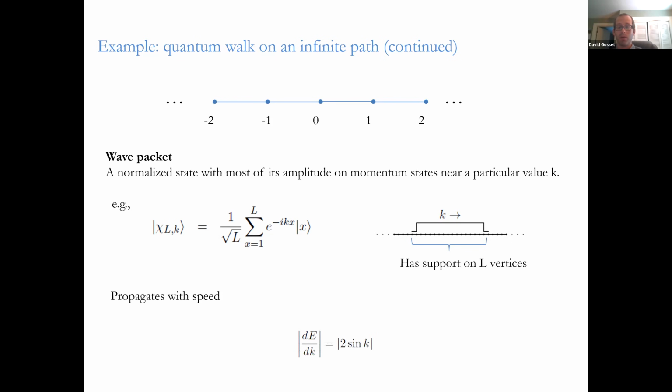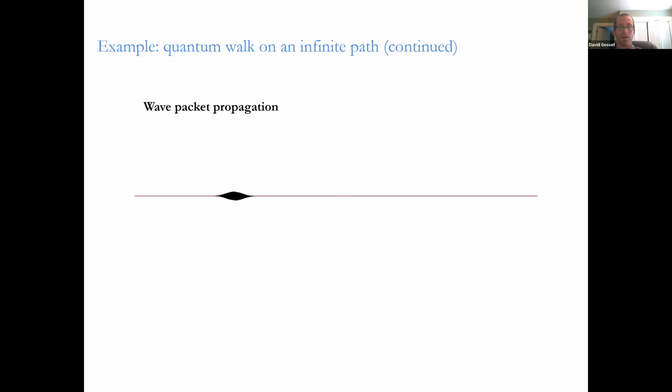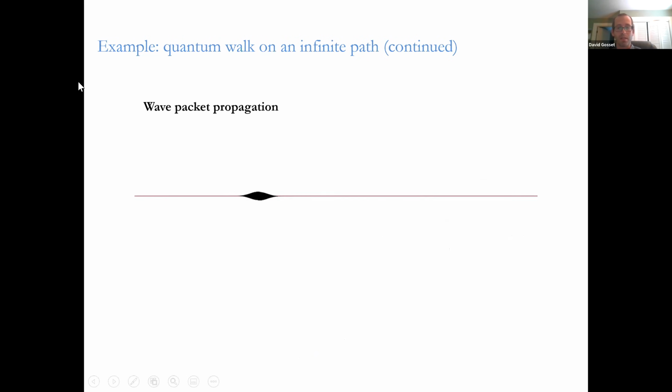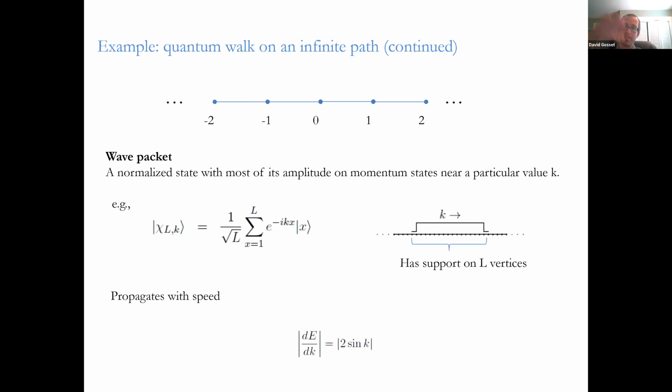But what you can show is that this wave packet will propagate with a certain speed, which is 2 sine k in absolute value. And moreover, here's a little video that shows the support of this. This shows the probability of being at a given vertex over time if you start in a wave packet state. And of course, this thing propagates with speed, but its shape also changes.